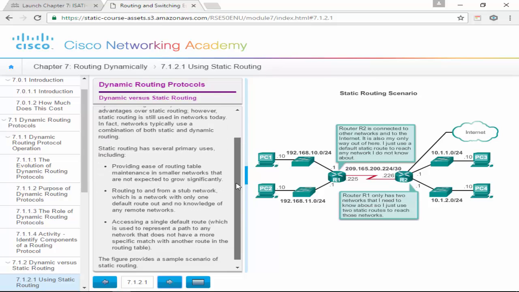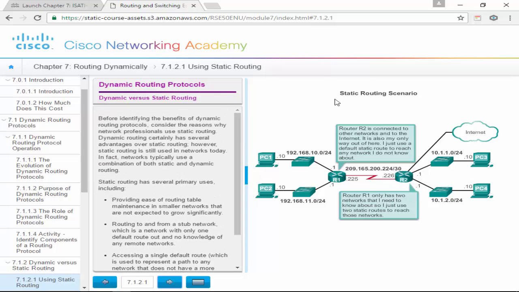So why would we use a static route? Well, we'd use a static route in this little example here. We only have 3 routes. So this device right here, all it needs is one default route going that way, and everything's great. Okay, this one is a little more complex, right?